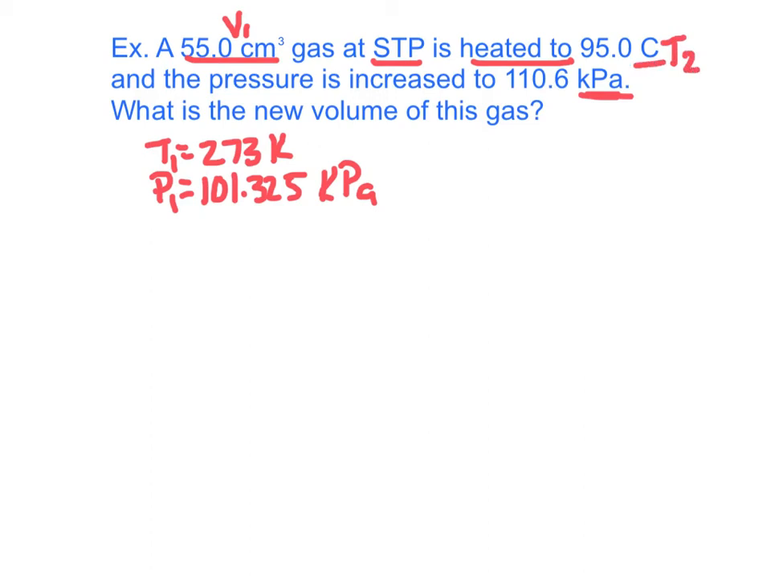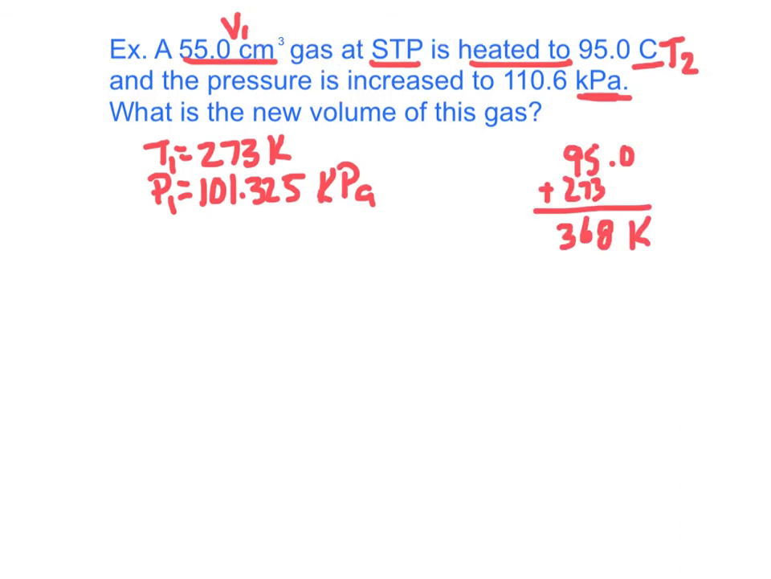But that's in degrees Celsius, so I need to change that to Kelvin because I always need Kelvin. So now I've done that. 95 plus 273 gives me 368 K. That is my T2. And then I also have a new pressure right here. That is my P2. The pressure was increased to that. It wants to know what the new volume is. Hey, I've got 5 different things here, and I've got to solve for one more. This has got to be the combined gas law.